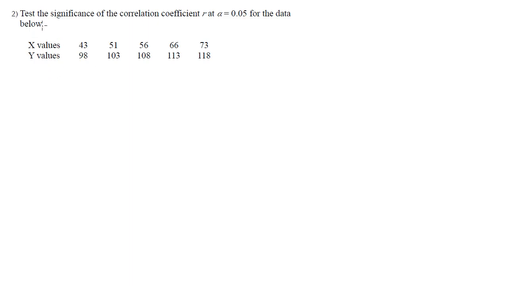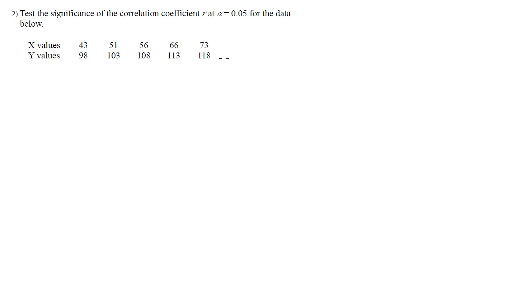Question 2 asks us to test the significance of the correlation coefficient r at alpha equals 0.05 for the data below. Here's our data, X values, Y values. We want to test the significance of the correlation coefficient. That means we want to test how significant the relationship is between these two variables. Remember, the correlation coefficient r tells us about the strength of that linear relationship.